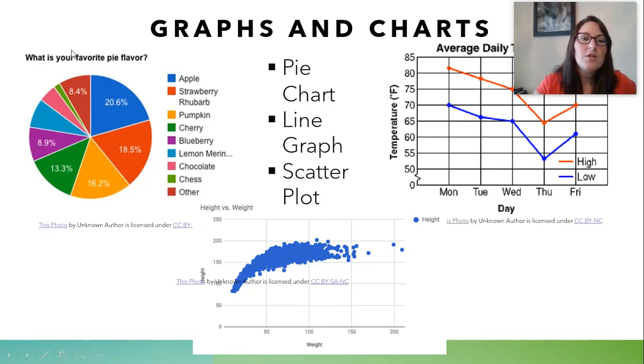The first one we're going to look at is this colorful one. It's called a pie chart. And it has these percentages, how much is the apple pie a favorite versus blueberry, chocolate. When we're looking at this pie chart, it is showing us that apple is a top favorite. It is 20.6%. So it has a higher percentage rate of being the favorite pie flavor.